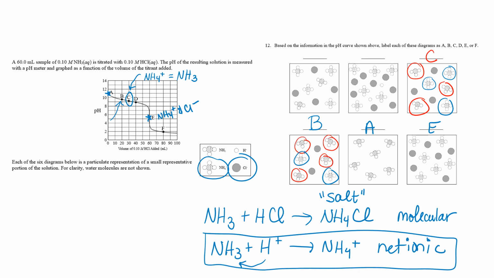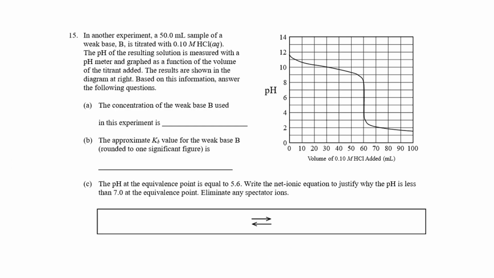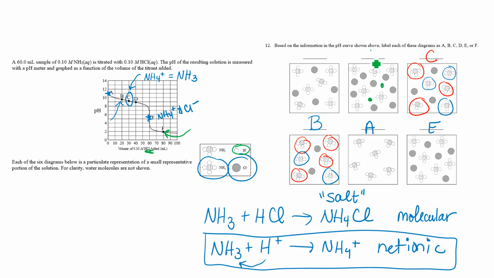And then what else do I have going on? This one over here, I'm going to notice that it's got some hydrogen ions floating around in it. The only time I get hydrogen ions floating around is if I'm beyond the equivalence point and I kept adding extra HCl. So this must correspond to F. And therefore this last one I can figure out is D.